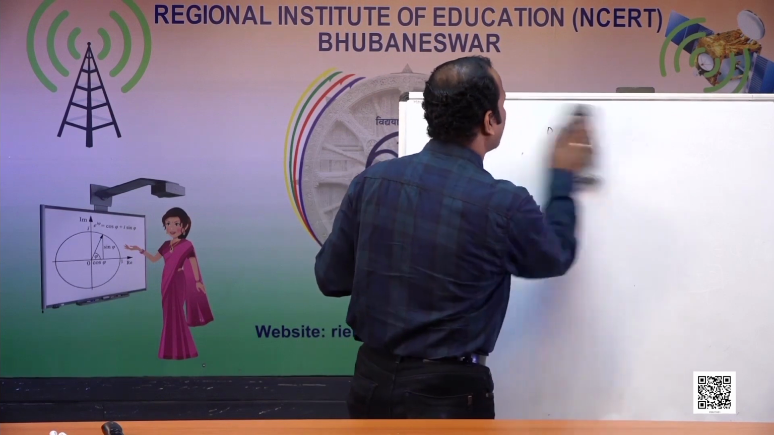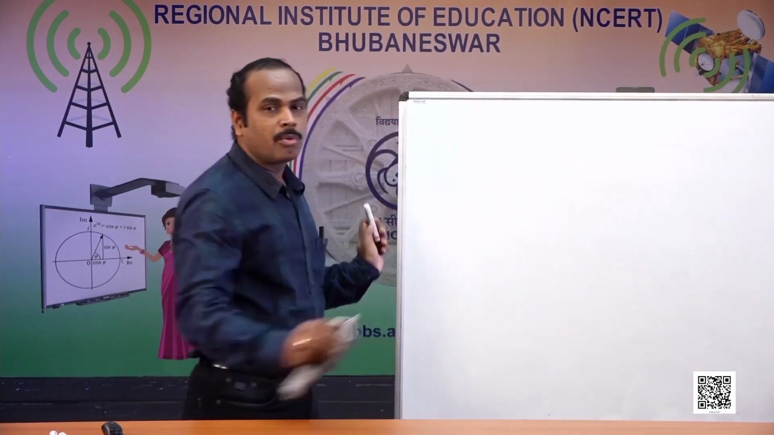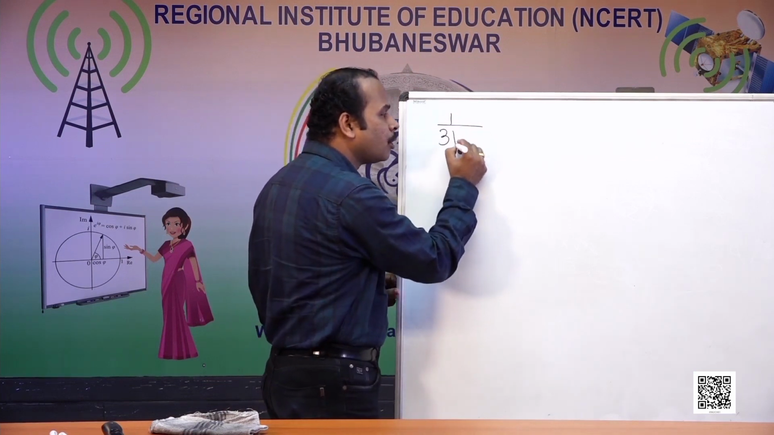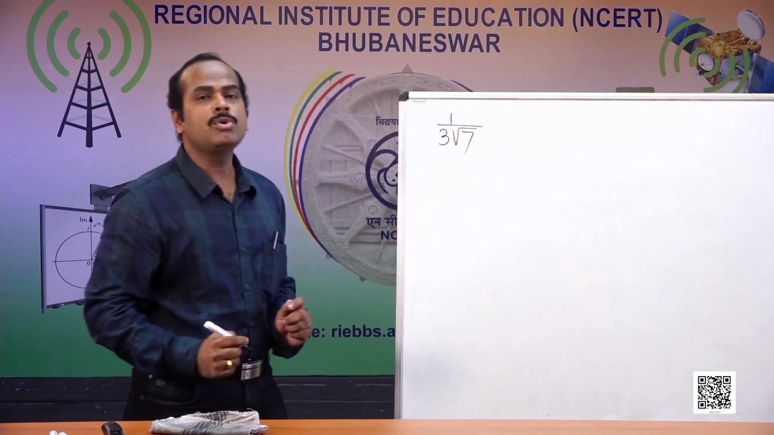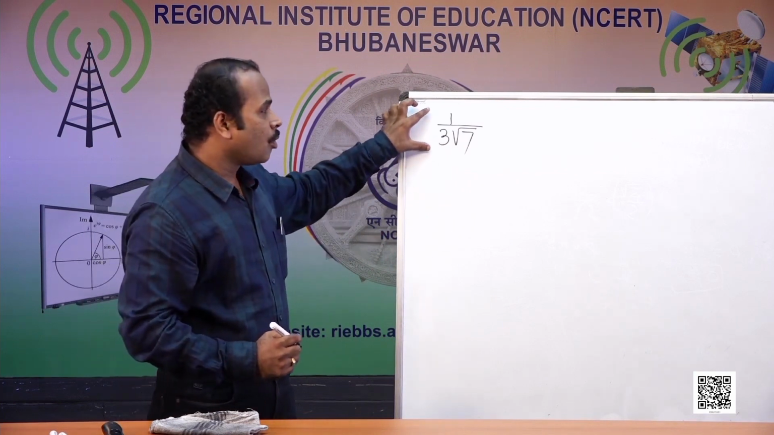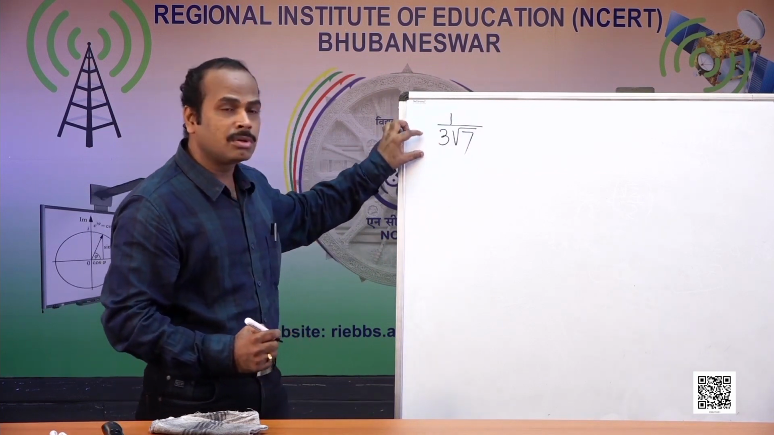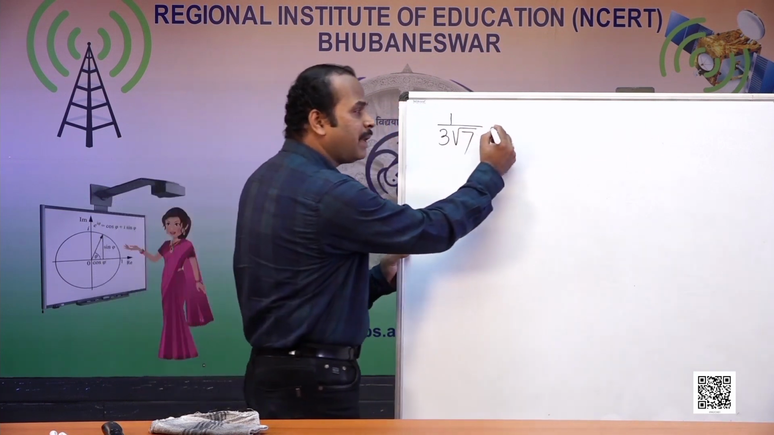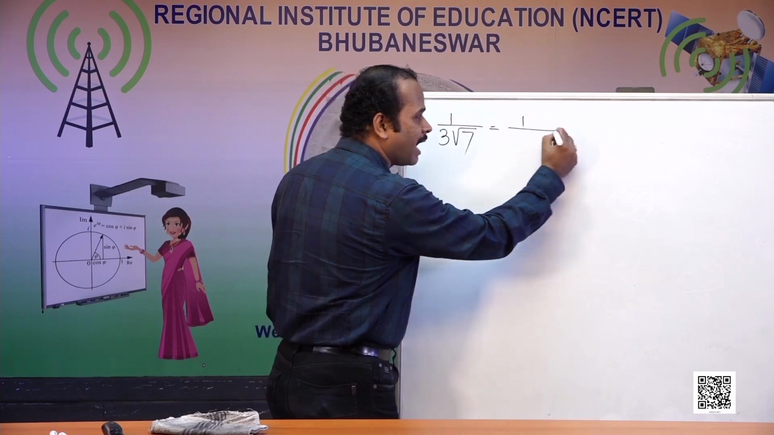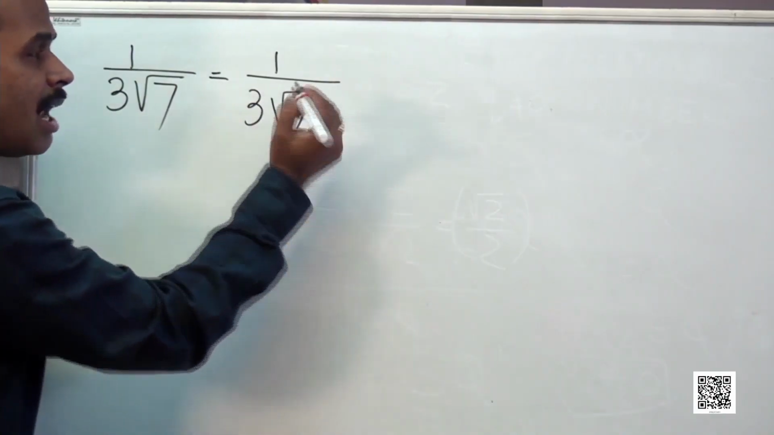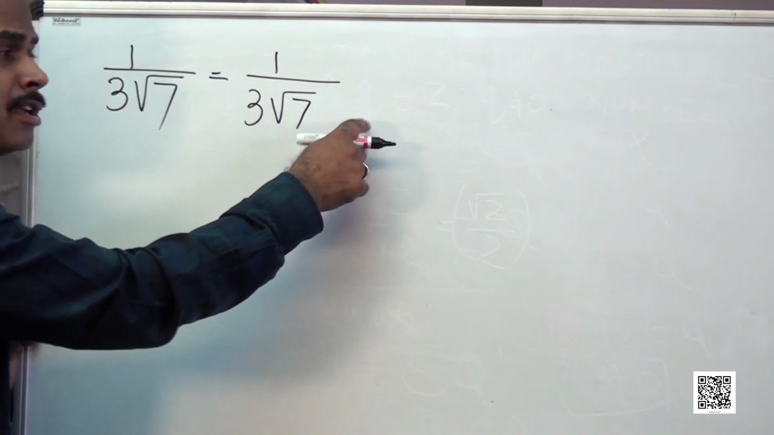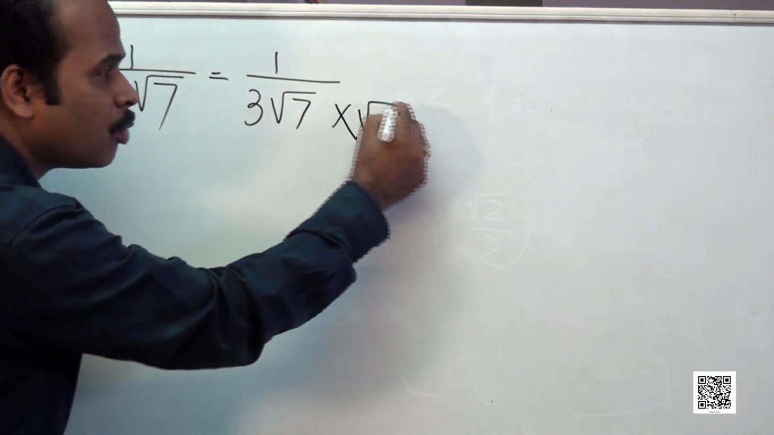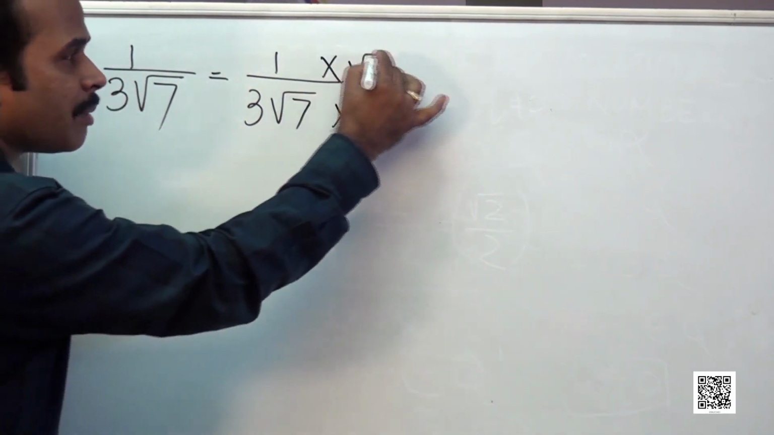Let us take one more example. Suppose I write 1 by 3 root 7. Can you say what I will multiply with this 1 by 3 root 7 in order to rationalize it? I need not multiply 3 root 7 in the denominator and the numerator. I can multiply just root 7 here and root 7 here.